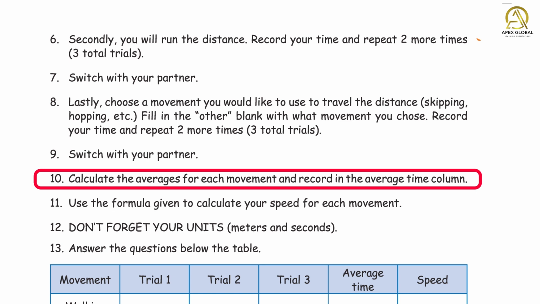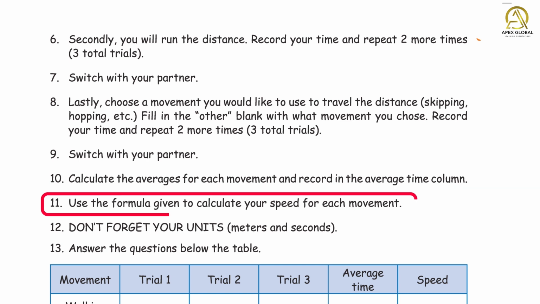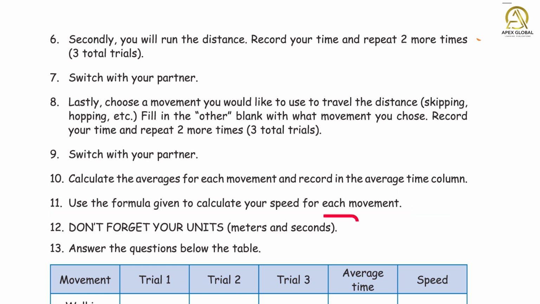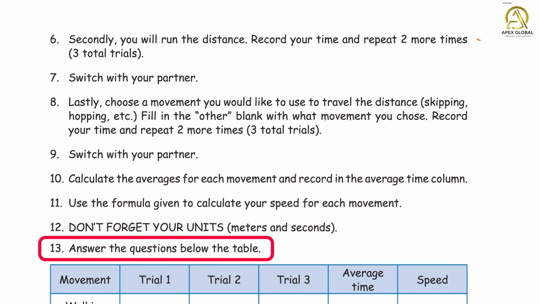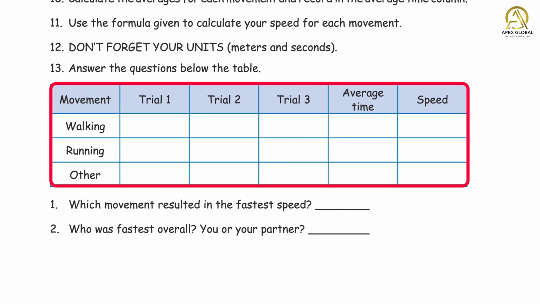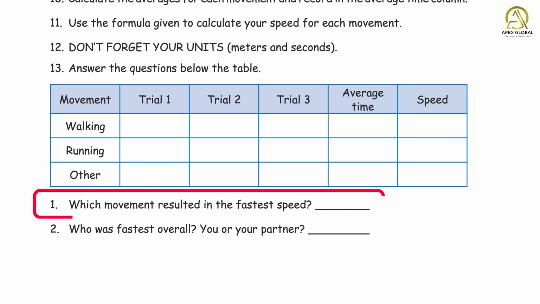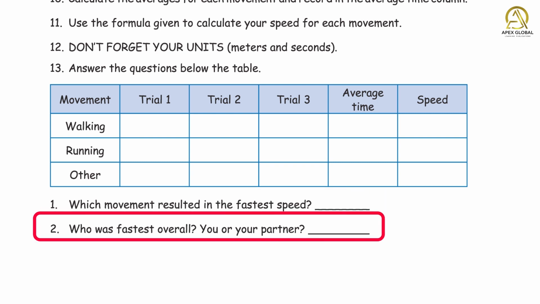10. Calculate the averages for each movement and record in the average time column. 11. Use the formula given to calculate your speed for each movement. 12. Don't forget your units, meters and seconds. 13. Answer the questions below the table. Movement, trial 1, trial 2, trial 3, average time, speed: walking, running, other. 1. Which movement resulted in the fastest speed? 2. Who was fastest overall, you or your partner?